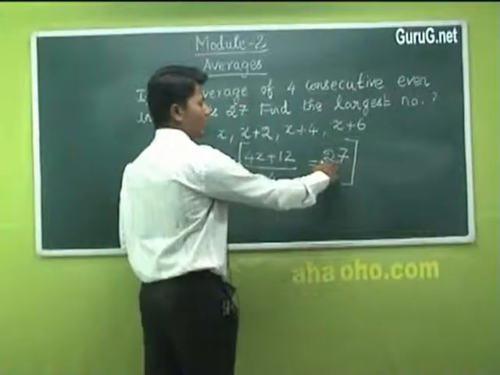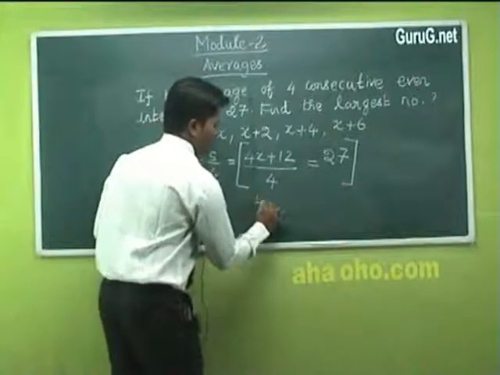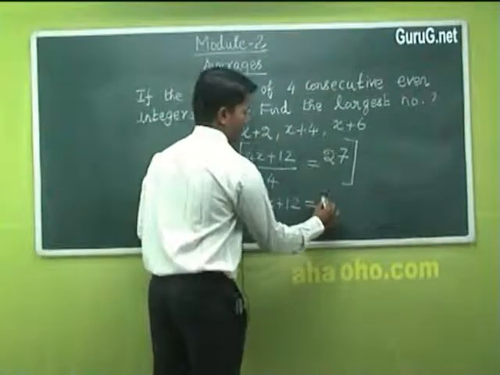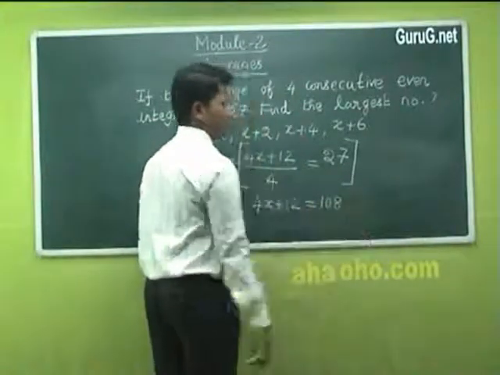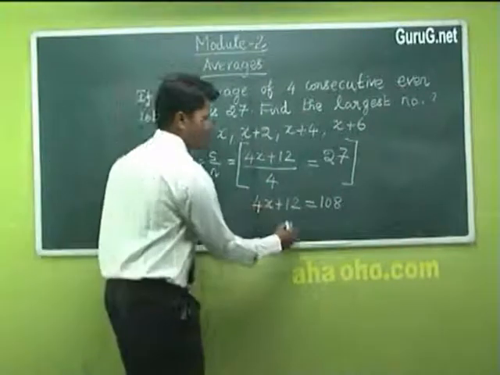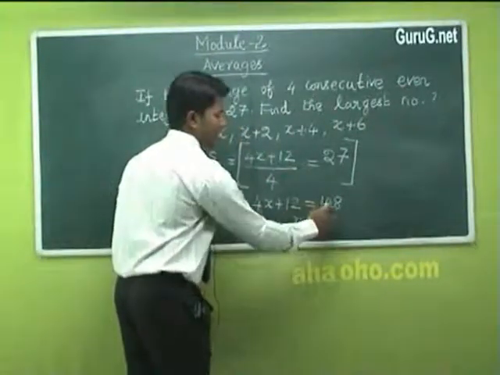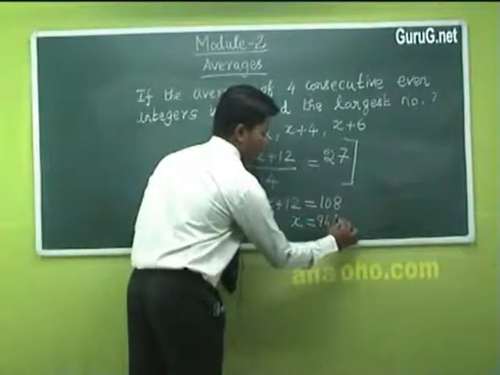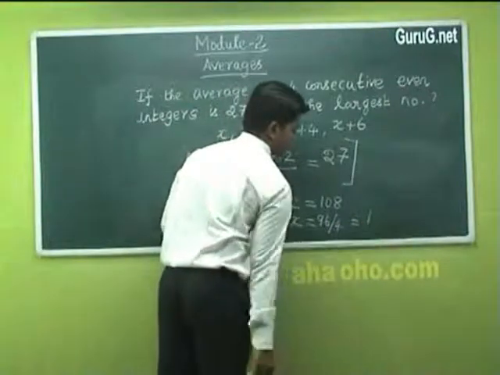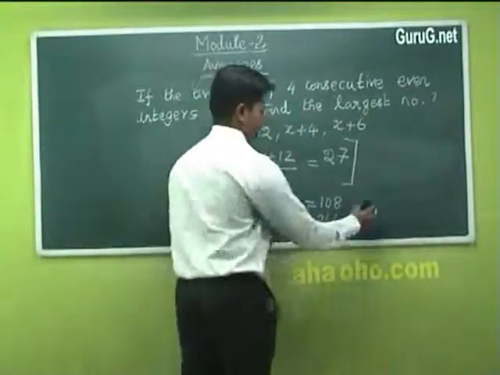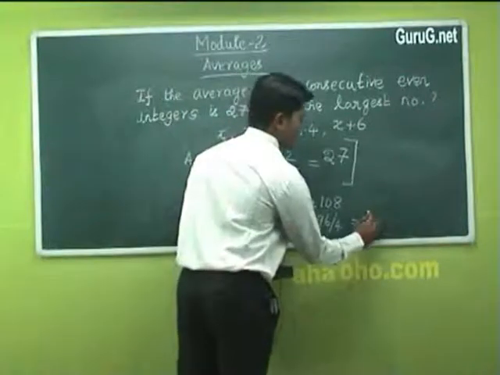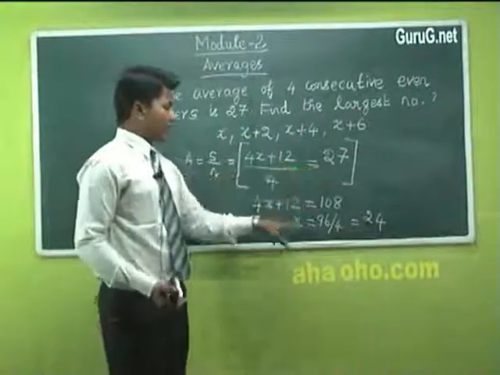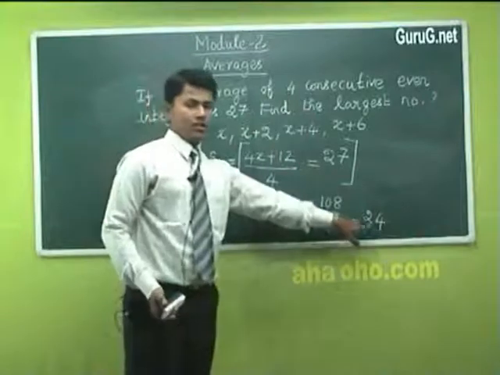Cross multiply 4 and 27. So 4x plus 12 is equal to what? It is 108. X will be 108 minus 12, that is 96, divided by 4, which is 24. Cross multiply, find the value of x. The value of x is 24.